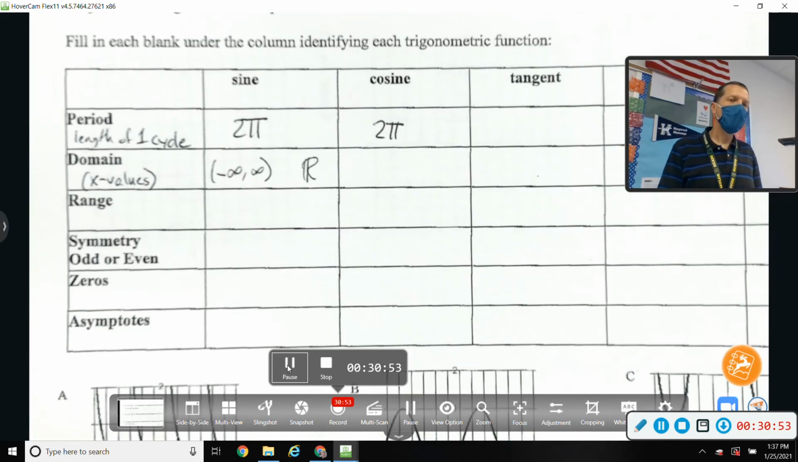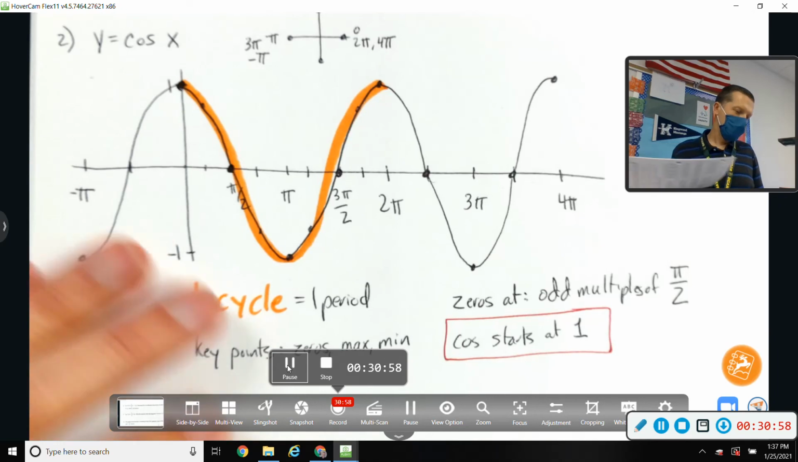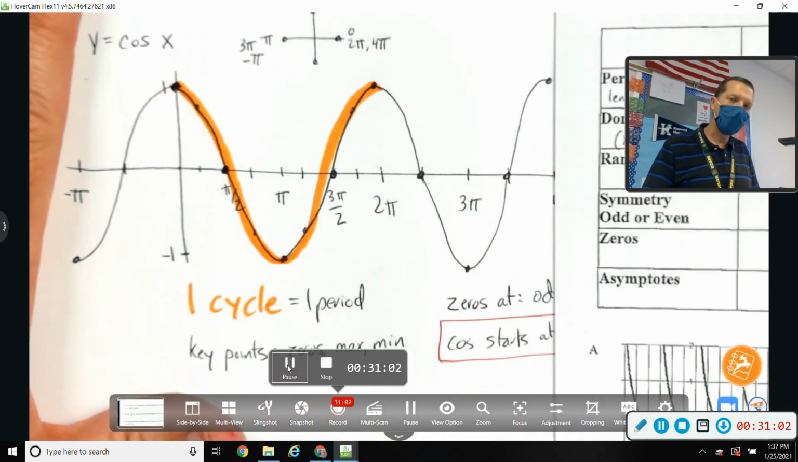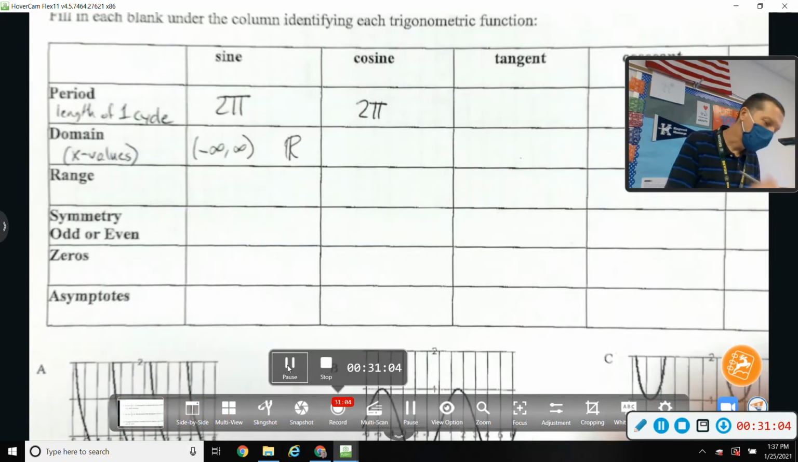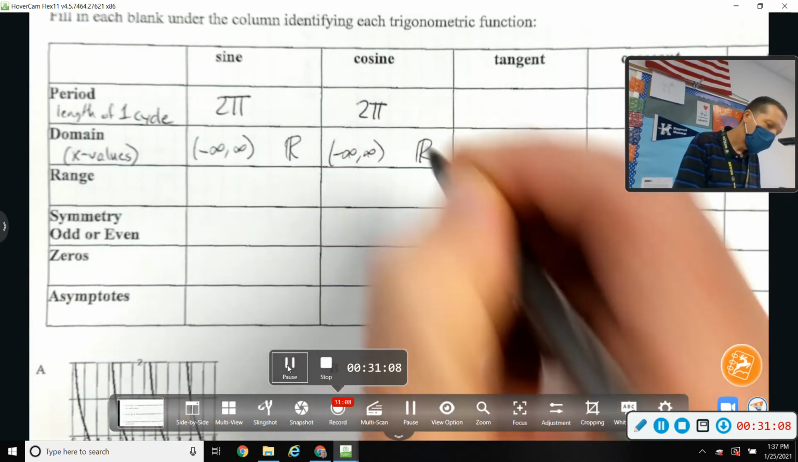Cosine, what's the answer for cosine? Remember, we started 0 to 2 pi, then we went 0 to 4 pi, and then we backed it up. But it can go forever in either direction. So same domain.